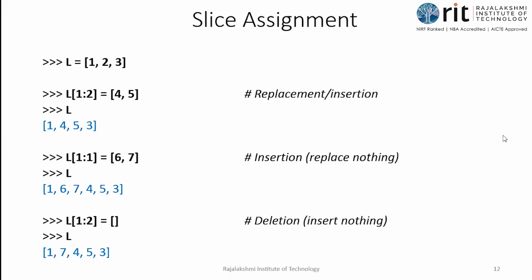Insert nothing. So this is called insert nothing. Insert nothing means you're not going to insert anything. So what is the change that is made there? That is the question. We are going to delete something. So L[1:2] is equal to empty, ma. I have not placed any values here. L is the name of the list here.